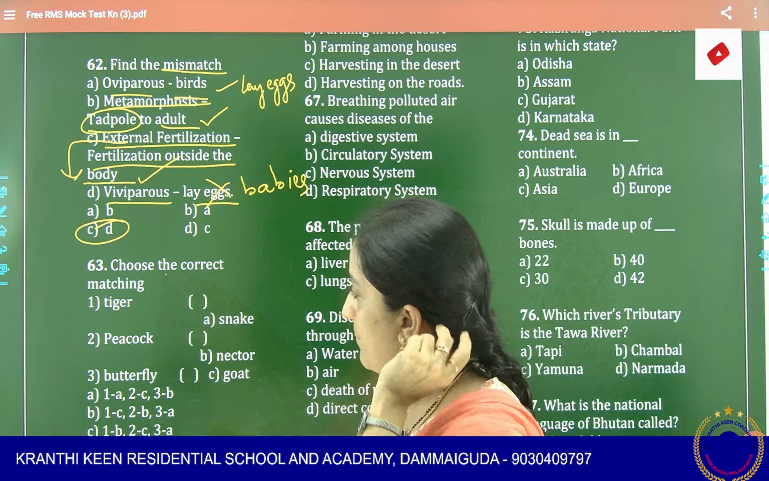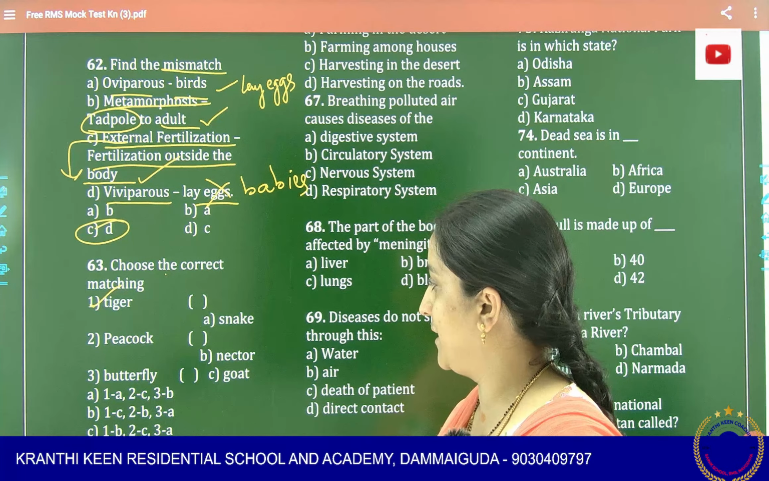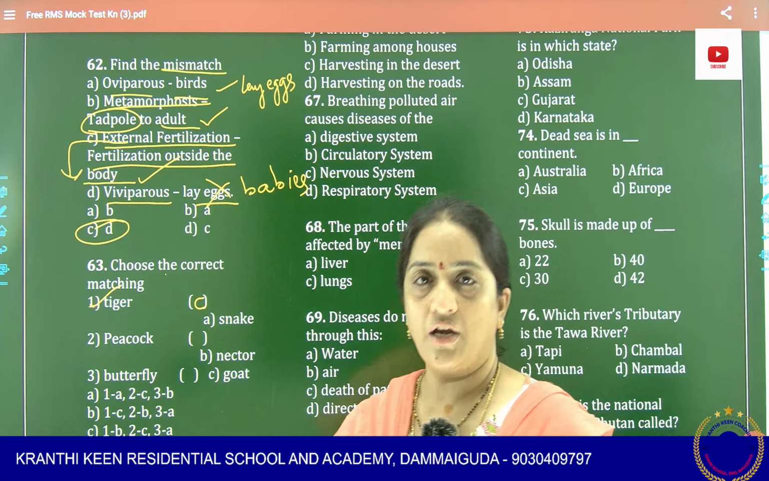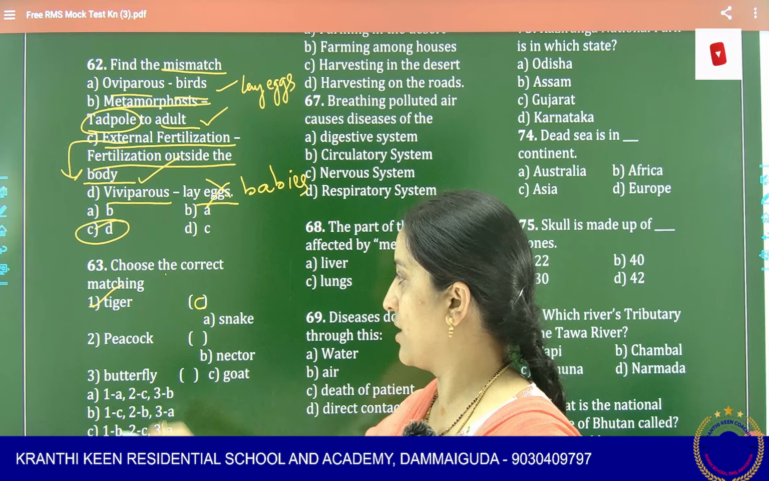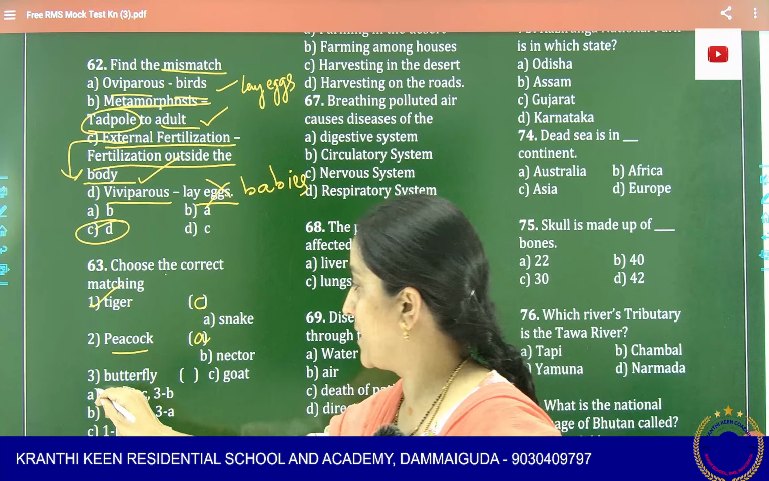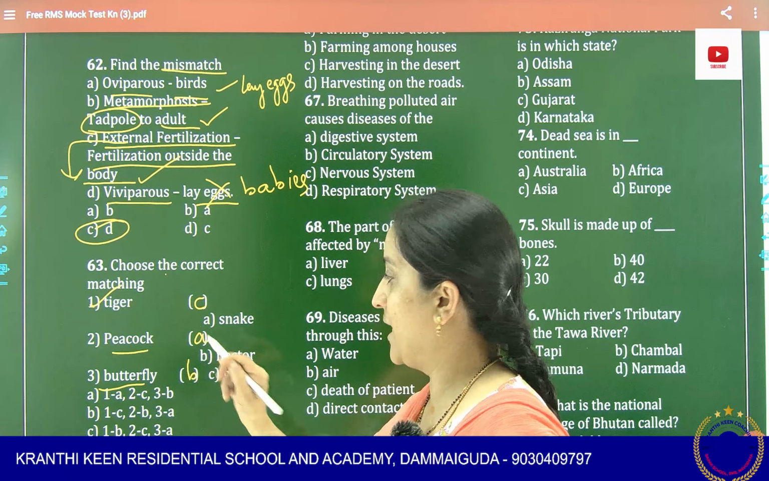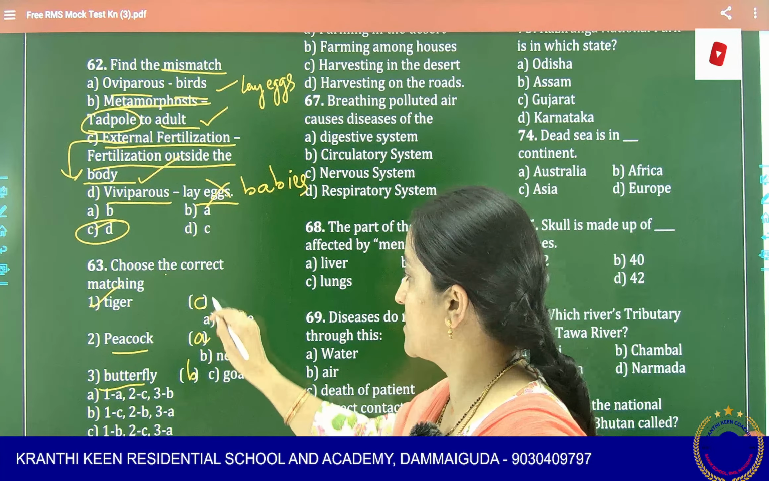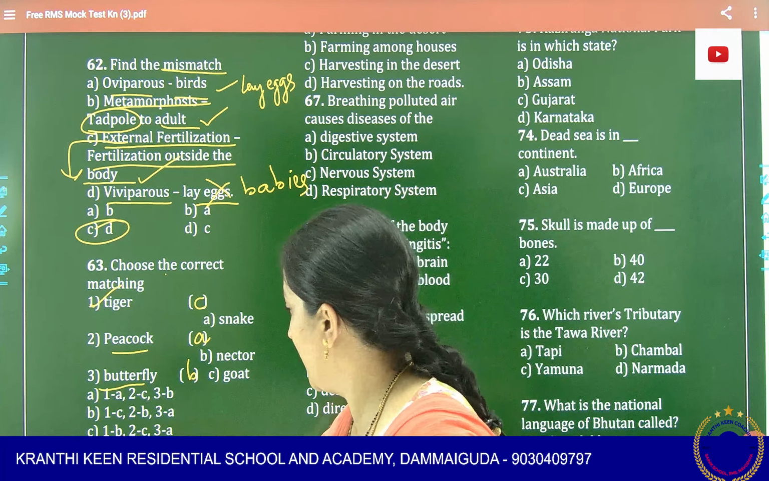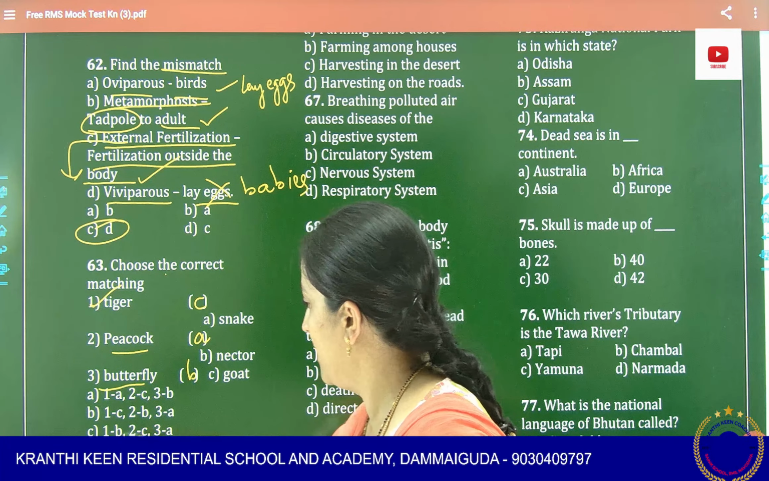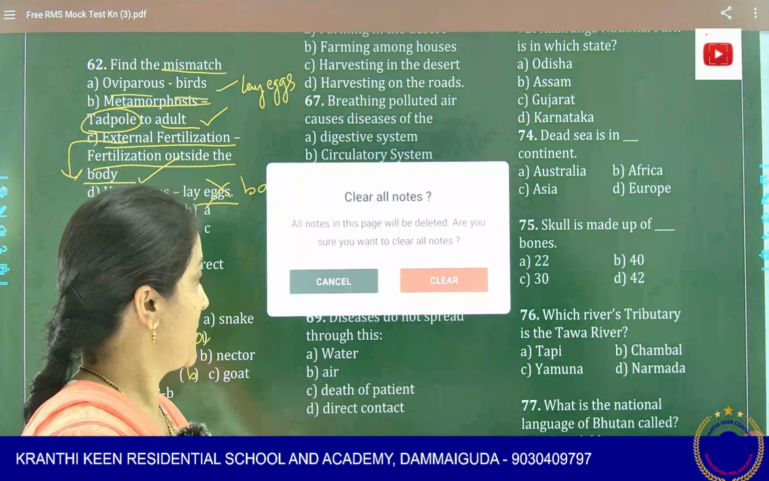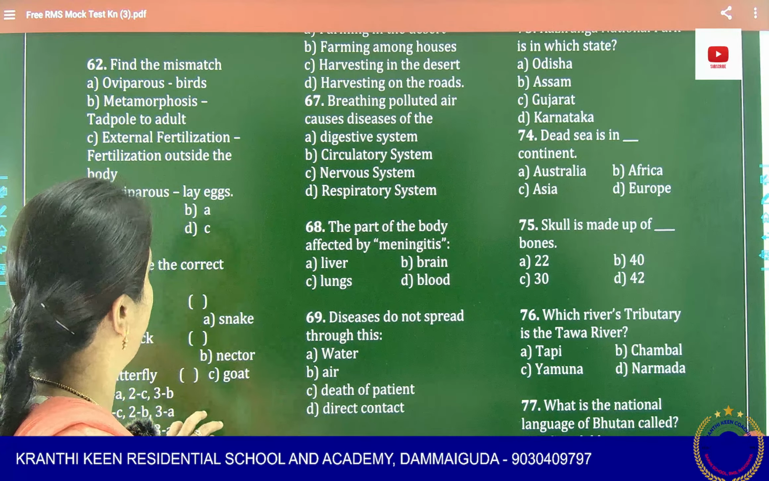Choose the correct matching. So, tiger, what does it eat? It eats goat. Tiger is a carnivorous animal. It eats goat. Whereas peacock, it eats snakes. Butterfly, it collects the nectar. So CAB is the right matching. So let us find where that CAB is. So option D is the right answer. Next, moving on to 64th question.